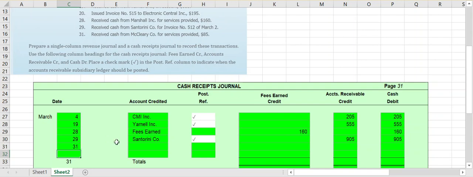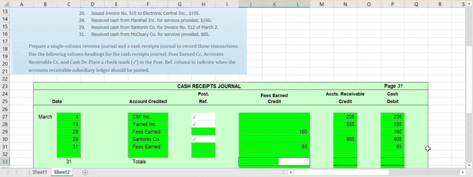And finally, on the 31st, it says we received cash from McCleary Company for services provided of $85. So we're getting $85 in cash. We know that it has to go into that cash column because it's our only debit. And it says we received $85 for services provided that day. So that goes into our fees earned account. So that means the account that's being affected is fees earned. We don't put in McCleary Company because we're not tracking customers that pay us cash on the day that we provide them a service. We're only tracking them when they owe us money sometime in the future for services that we have in fact provided.